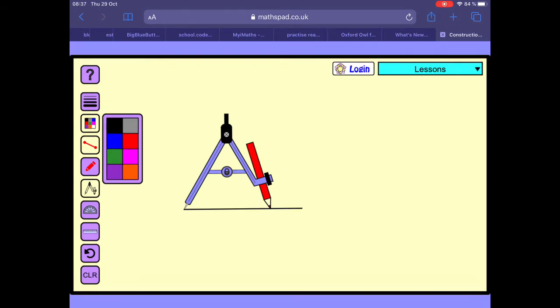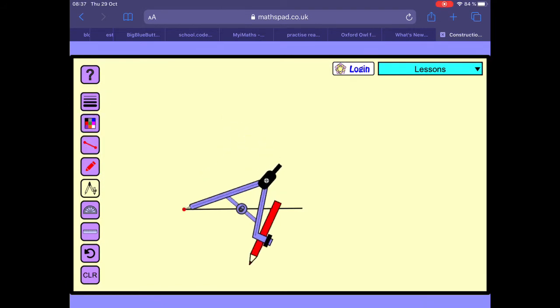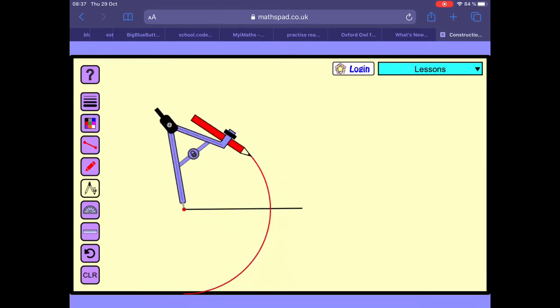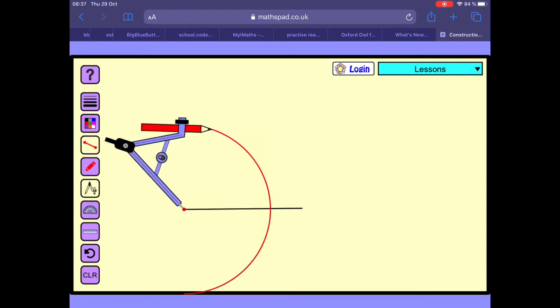that's it. So then you put the needle at the left end of the line, and we're going to draw a big arc like that. And just like before, make sure you keep the compass open the same amount. So don't play with the compass, don't open and close it, just keep it there.